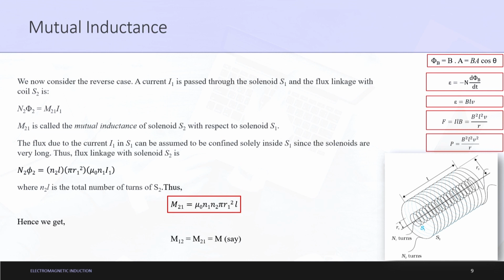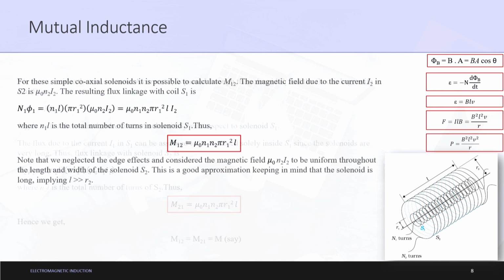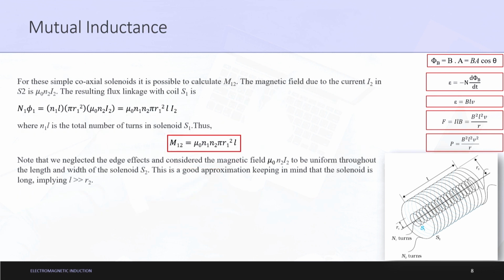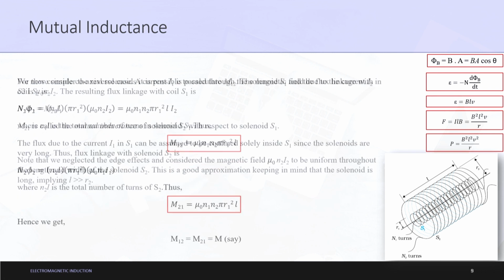So now let us reverse the case. What is reversing the case here? In the last lecture we found out the value of M12. What is M12? M12 is the mutual inductance of solenoid S1 with respect to solenoid S2. Now we will reverse and see whether the mutual inductance value will change or be the same. This is the discussion we need to carry out in this lecture.